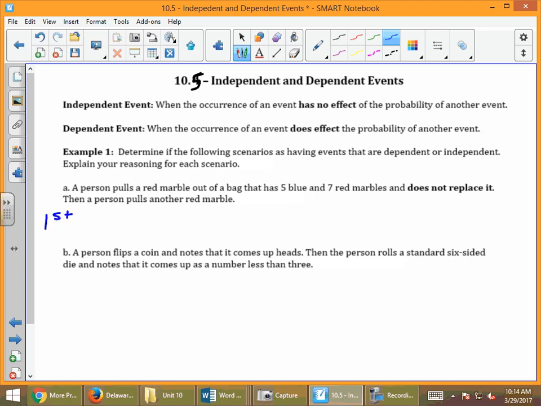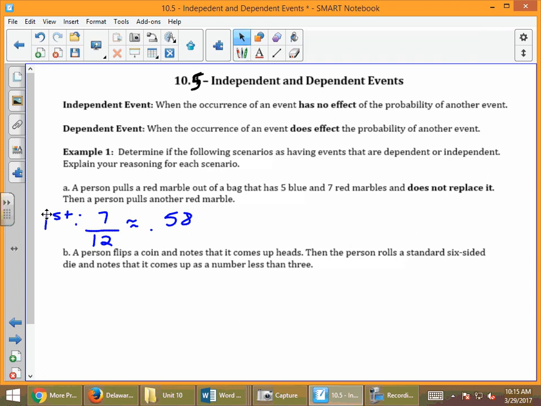So for the first pick, how many total marbles are there? There's 5 blue and 7 red. 5 plus 7 is 12. There's 12 total marbles. Of those, how many are red? 7. And what's 7 over 12 as a decimal? About 0.58. That's the probability of getting a red on the first pick. They have a second pick.